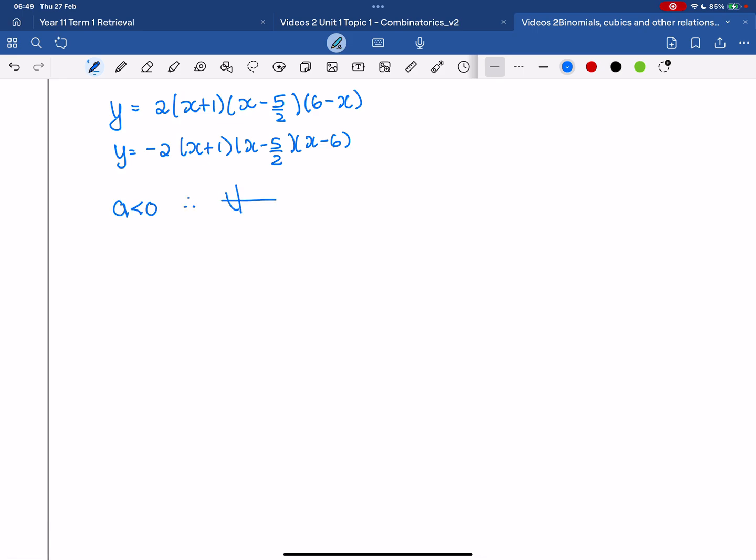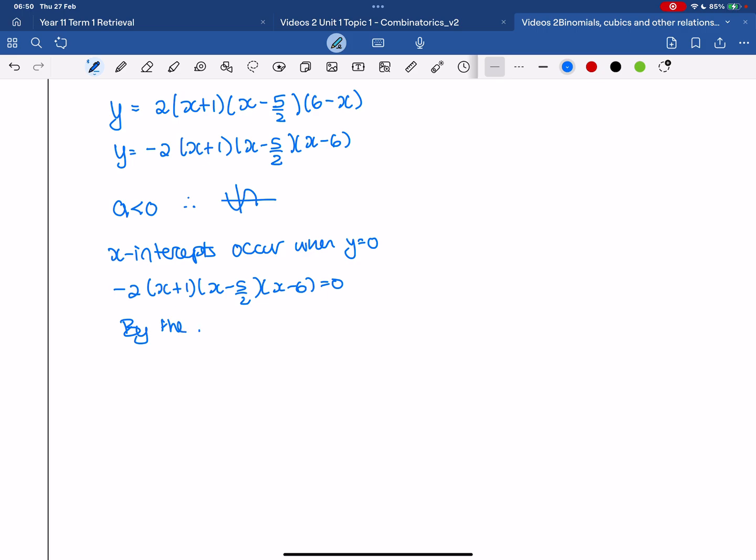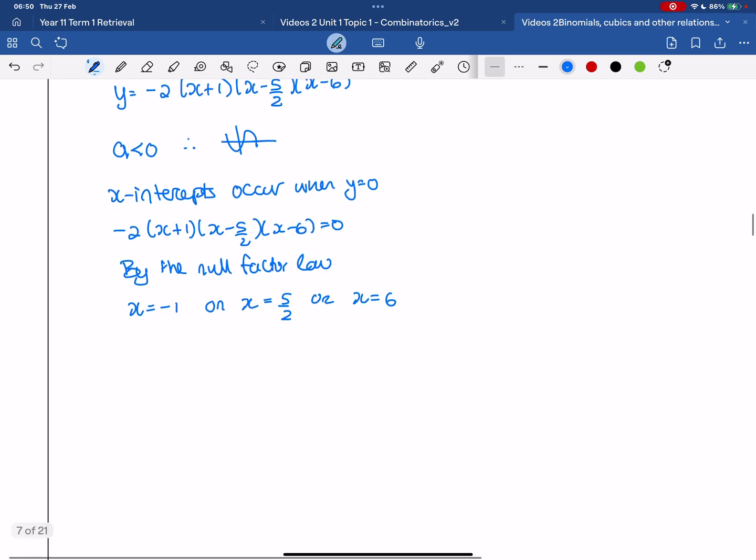therefore I have a negative cubic graph. My x-intercepts occur when y equals 0, so I have negative 2, x plus 1, x minus 5 over 2, x minus 6 equals 0. I have a null factor law. And so x equals negative 1, or x equals 5 on 2, or x equals 6.